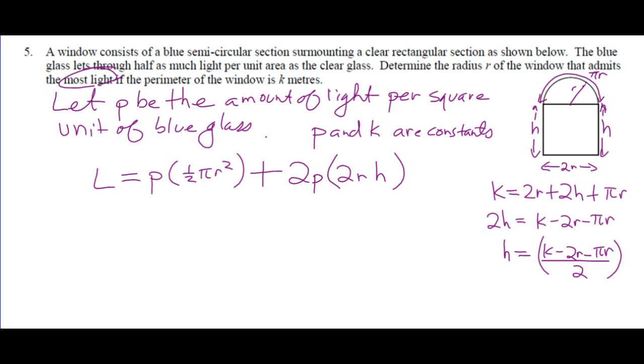Because that's the area of the rectangle. Okay, so now we've got to go in and substitute for h. Well, let's do a little cleanup first. So it's p over 2, right? Because remember, p is a constant. So p over 2 is going to be a constant. Now we've got pi r squared, and here we've got 4p r h. And now we're going to substitute for the h, the k's, and whatever else.